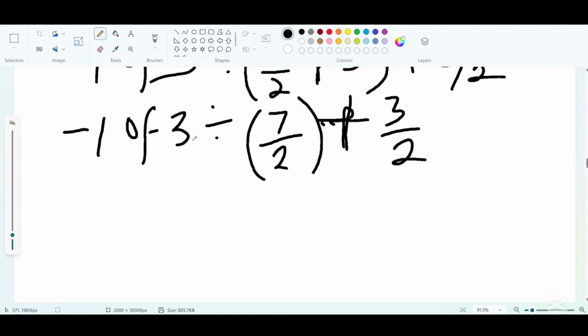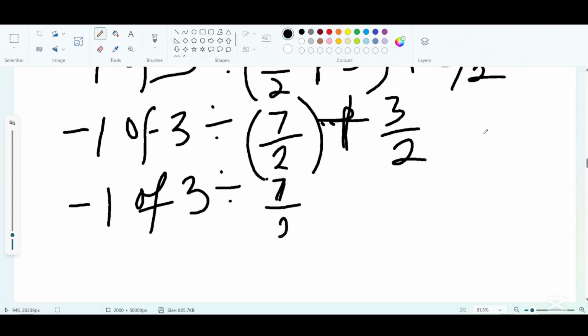So now open this bracket. There is an invisible 1 here. So since there is no number attached to this bracket, it is recognized as 1, and it is that one that will open the brackets. So our next line is going to be minus 1 of 3 divided by 7 all over 2 plus 3 all over 2. So the next one after this is "of".